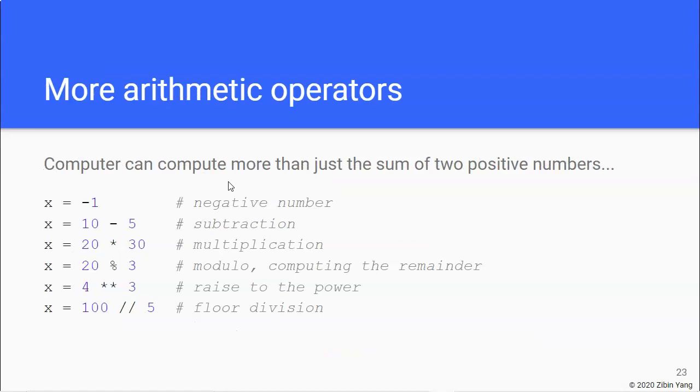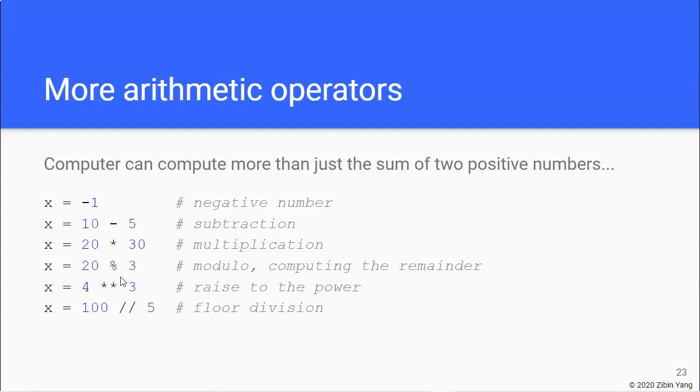And as you might expect, a computer can do a lot more than just adding 2 positive numbers together. So here I listed a number of common and built-in operators or operations that Python supports. We'll start with negative numbers. If you put a hyphen in front of a number, then it becomes a negative number. So this is -1. It can do subtraction, and we're using, again, the hyphen as the subtraction operator. It can do multiplication using the asterisk.